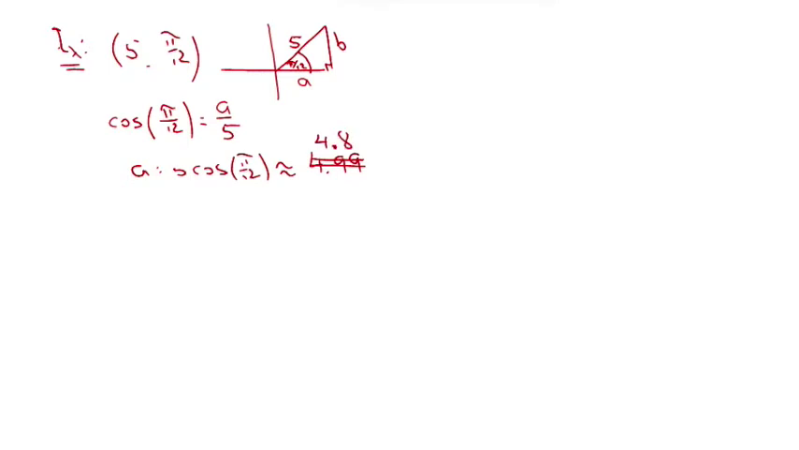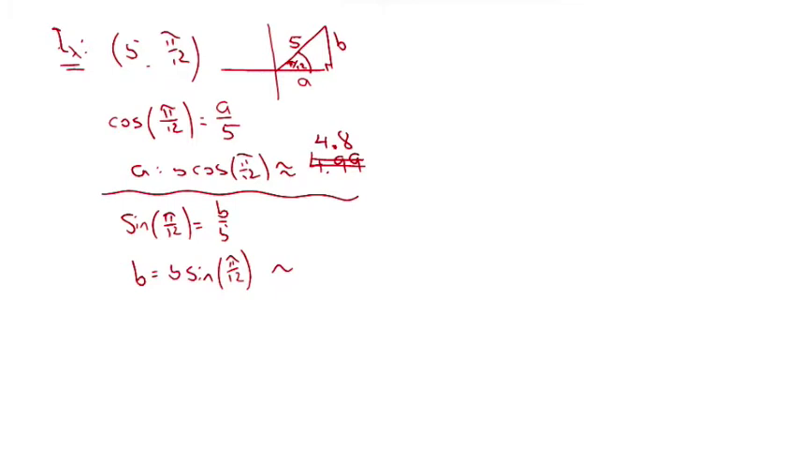All right, how do you find B? I'm guessing we use sine. So sine of pi over 12 is equal to B over 5. Therefore B is going to equal 5 sine of pi over 12, which is approximately 1.3. So a radius of 5 with an angle of pi over 12 is approximately, because we rounded a bunch of things, 4.8, 1.3 in rectangular coordinates.